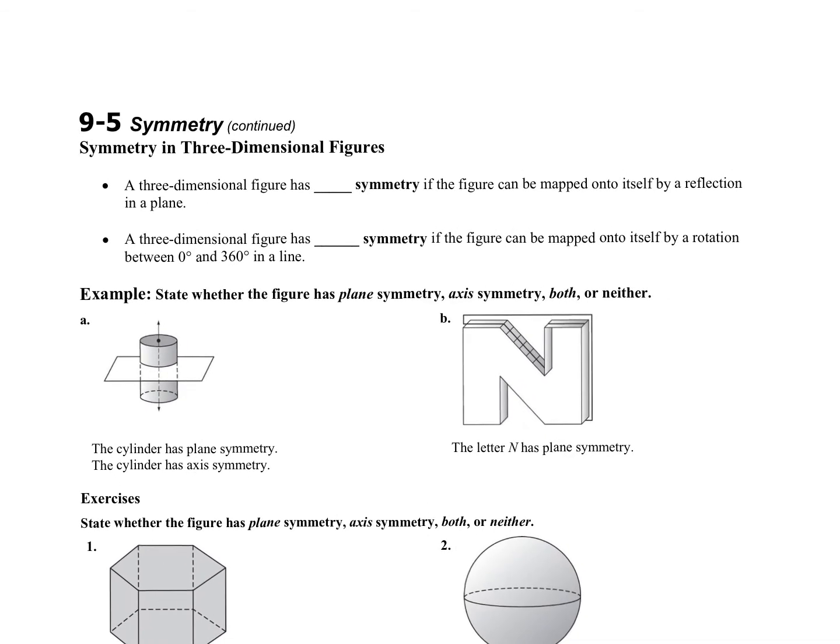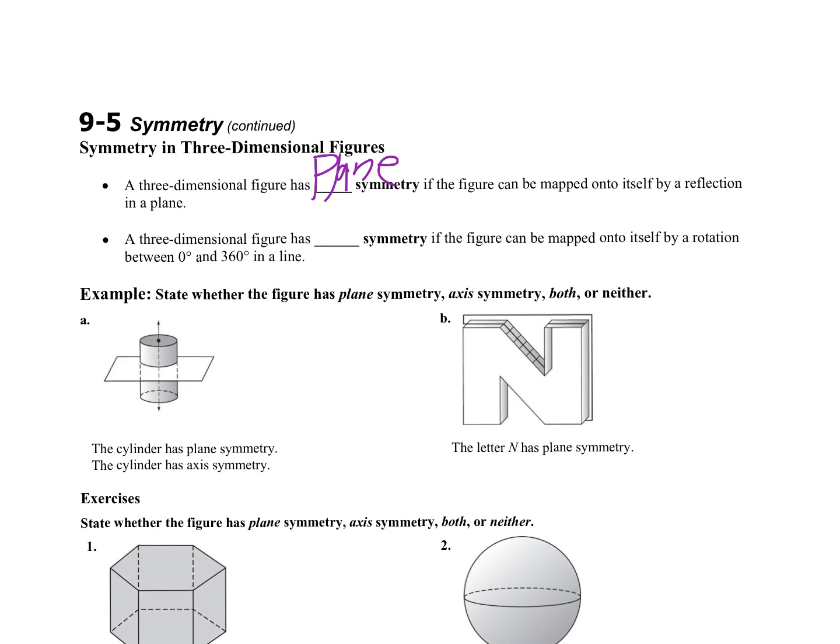A three-dimensional figure is said to have plane symmetry if the figure can be mapped onto itself by reflection in a plane. Planes are that thing from way back in chapter 1 that's infinitely long in 2 dimensions and essentially slices through space. If we can find some plane that will slice through our object to give it symmetry by reflecting across that plane, we have plane symmetry.